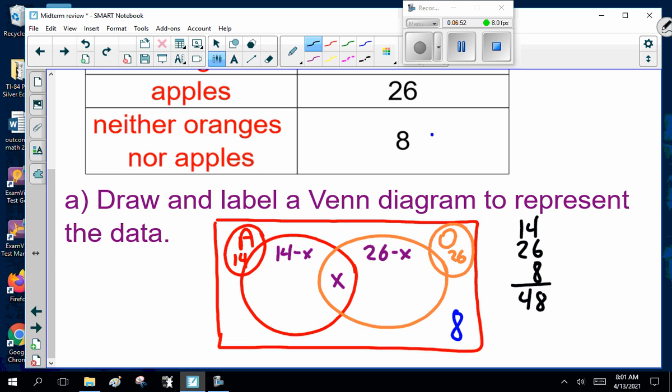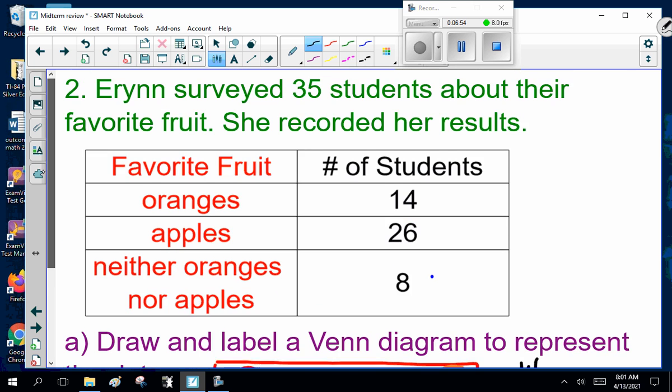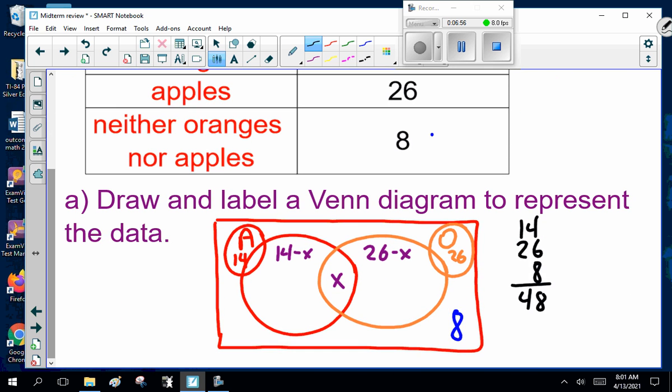How many students did we count? 35. So it's greater than 35. How much greater? Now, let's review. You're supposed to know this. 13. So x is 13. So this is 14 minus 13, which is 1. 26 minus 13, which is 13. Okay.